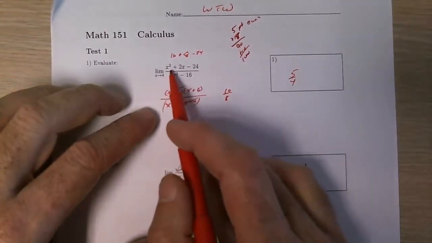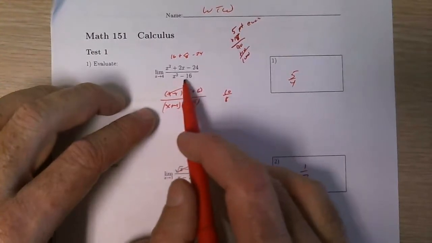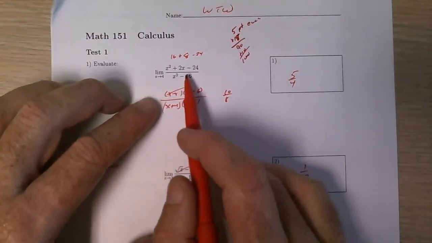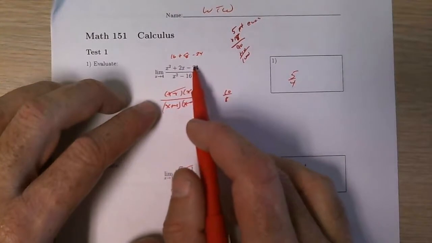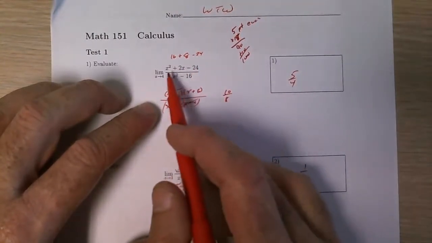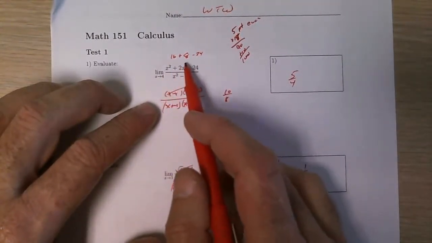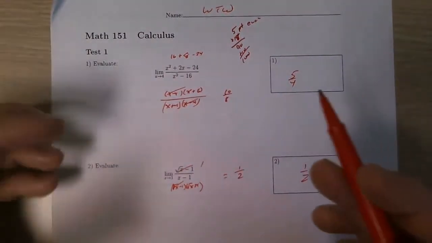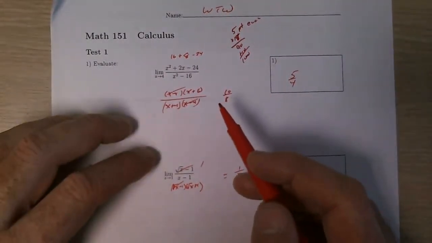First thing, of course, is you try plugging it in. Clearly, there's a 0 on the bottom, 4 squared minus 16. But if there's not a 0 on the top, then I would say it does not exist. But when I plug a 4 in on the top, I've got 16 plus 8 minus 24. So that's a 0 divided by 0, which means I need to do more work.